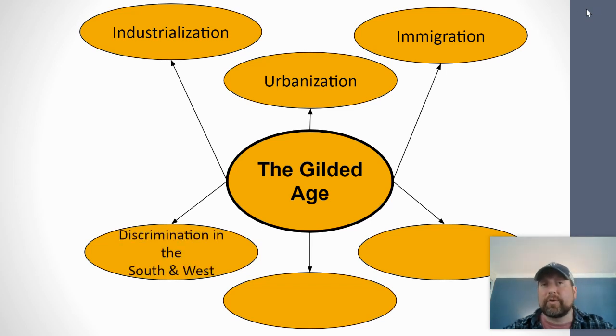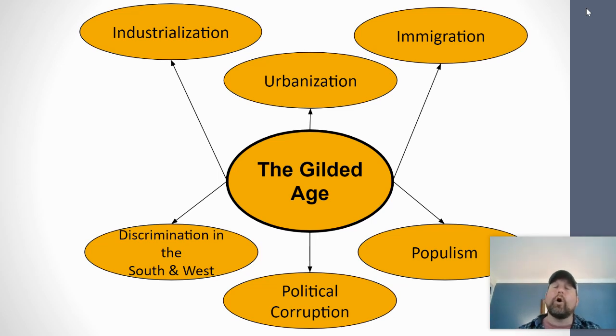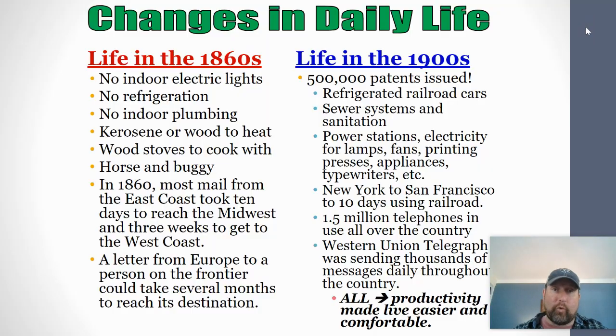Discrimination that we talked about in this Jim Crow era, of course, is still where we are. We opened up our class with that today. Discrimination in the South, discrimination in the West, the political corruption, and this notion of populism that we'll define a little better when we get into the politics of the Gilded Age. So all of these components together give us the America that is being formed.